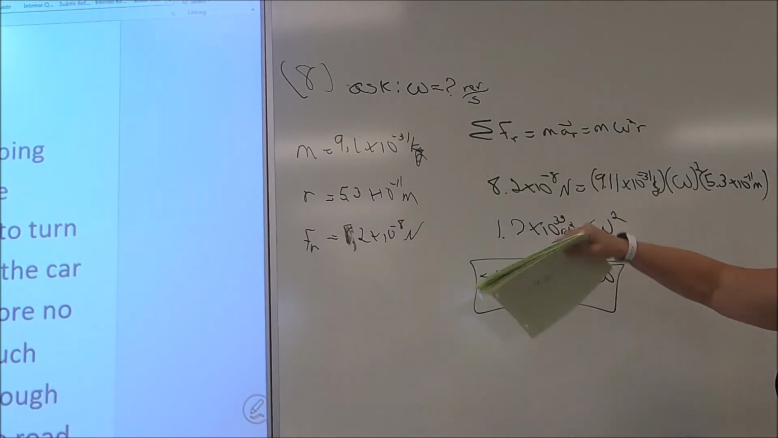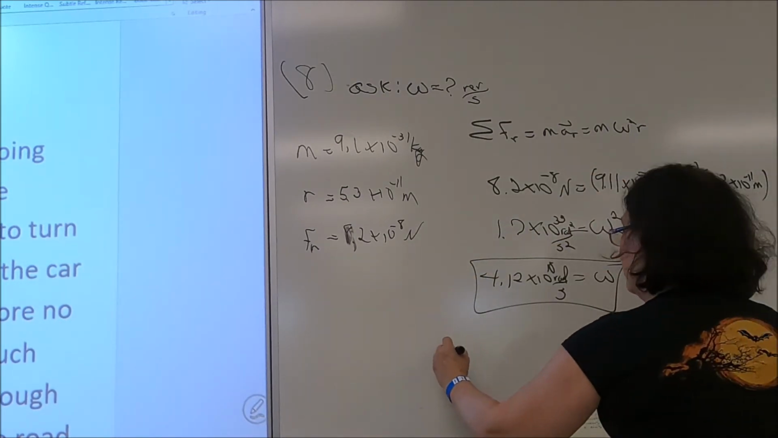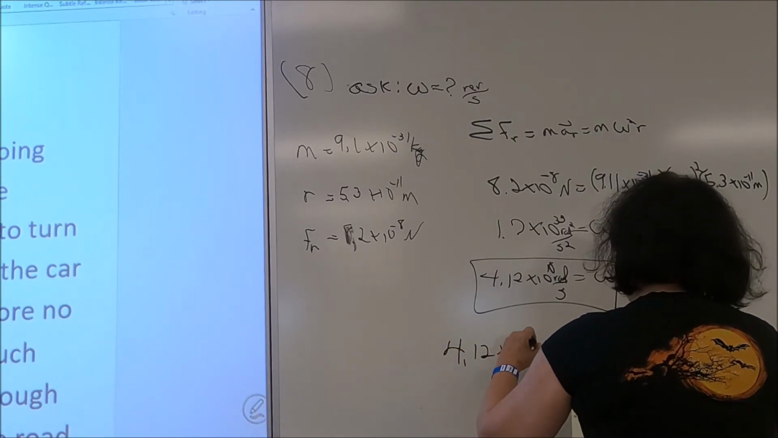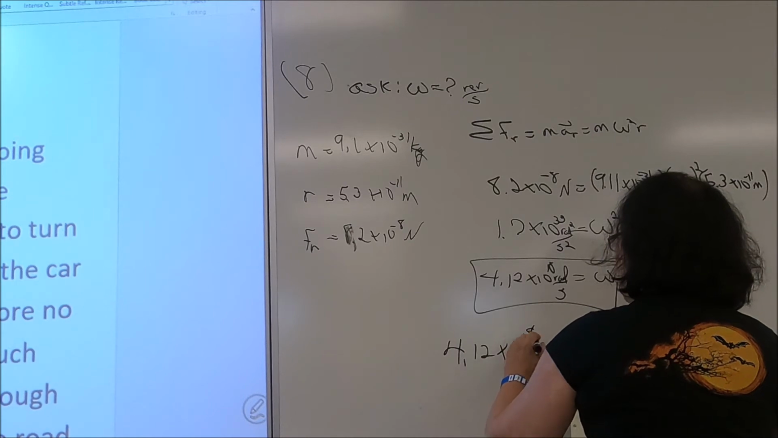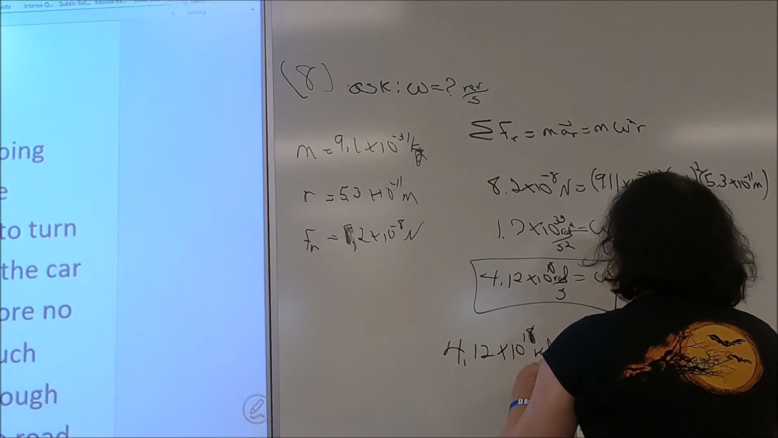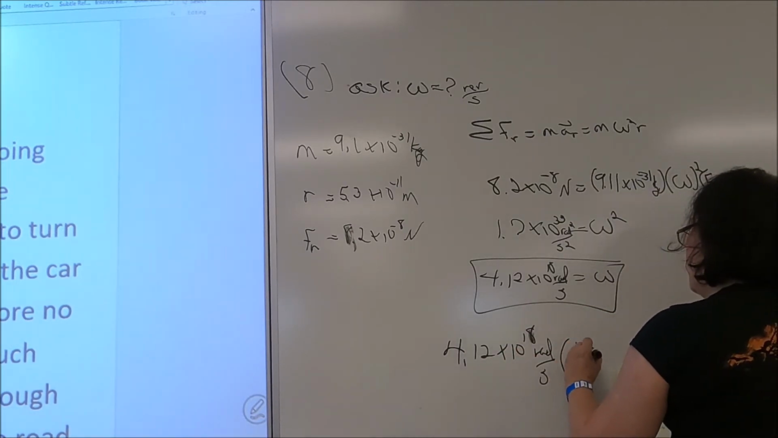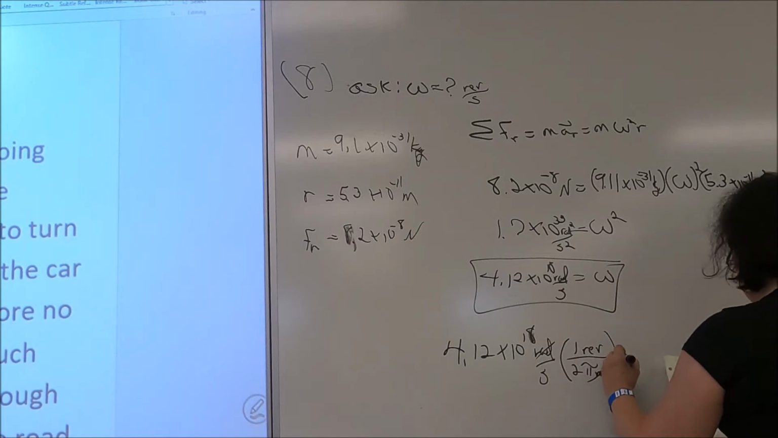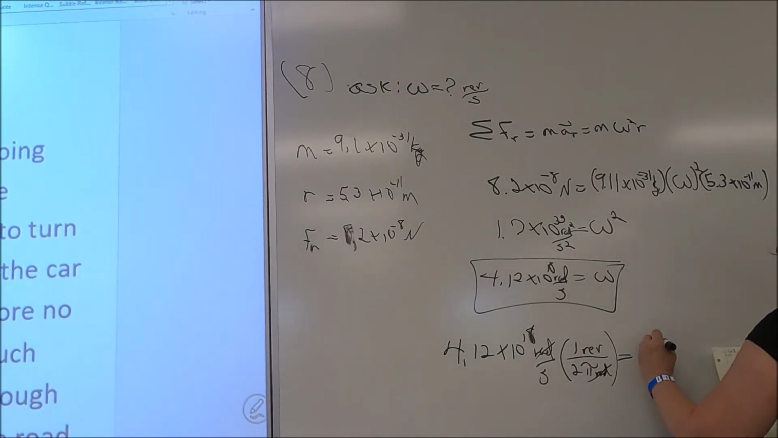Okay, now it wants it in revolutions per second. So 4.12 times 10 to the 18 radians per second, times 1 revolution for every 2 pi radians. Notice the radians and radians divide out. We get 6.56 times 10 to the 15 revolutions per second.